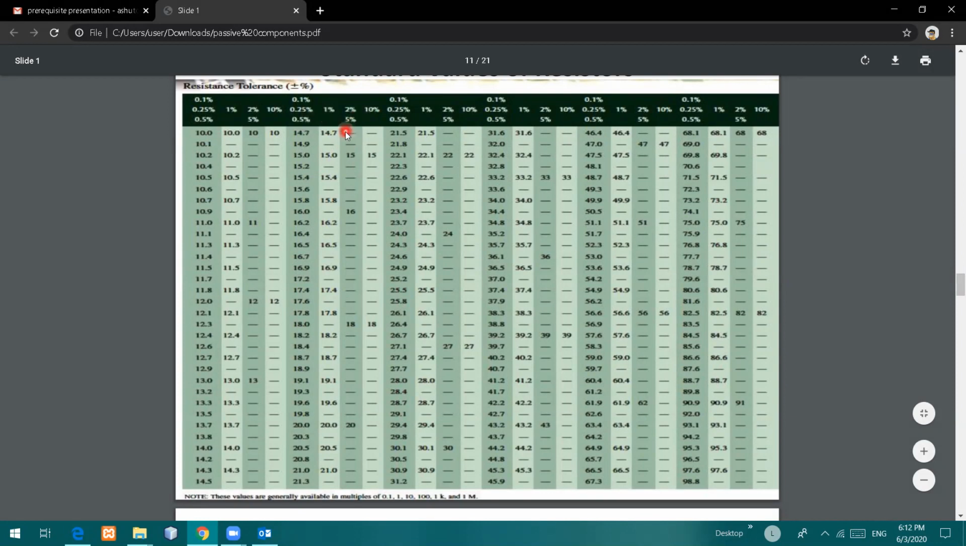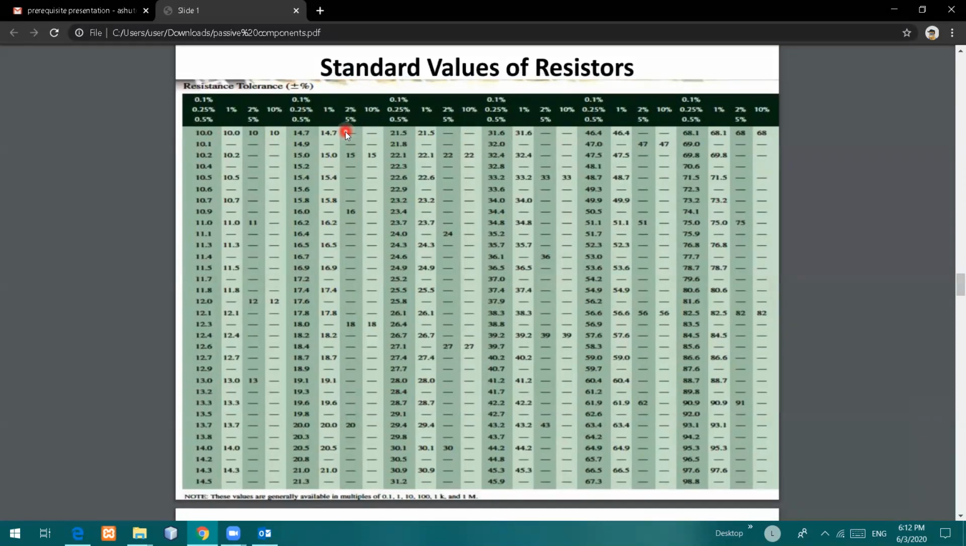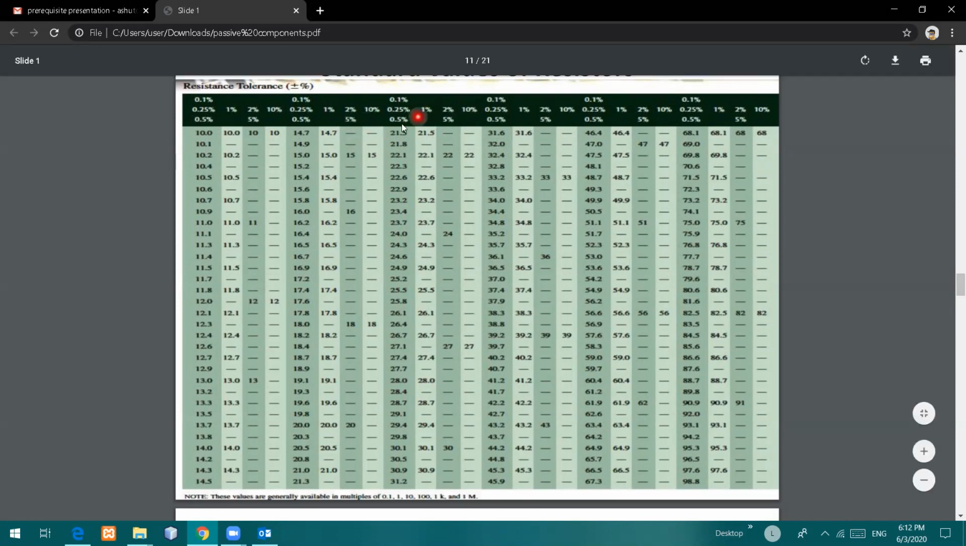Tolerance means plus minus tolerance. You may be knowing that in the resistances there are colors, and the last color is the tolerance color, which is gold and silver. So depending upon the gold and silver, the tolerance limit is decided. These are the standard values of the resistor which are available in the market, and every resistor value is multiplied by a factor of 10, 100, 1k and 1 mega ohm.